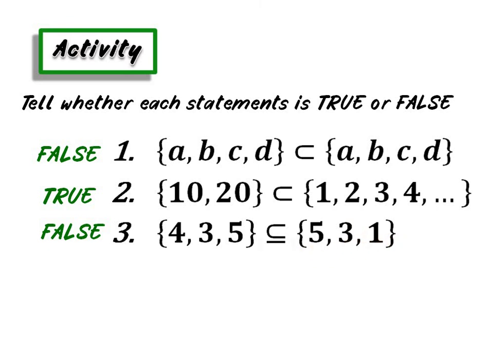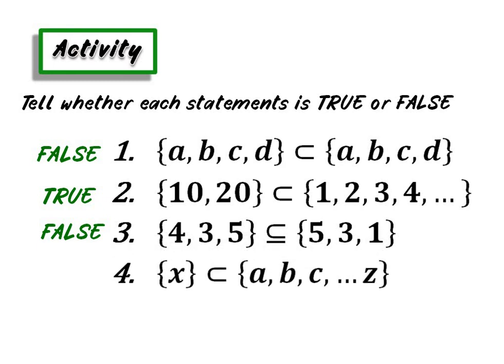Number 4. How about the set containing X is a proper subset of the set containing A, B, C up to Z? Is this true or false? That's right. The answer is true because X is an element of the set of the English alphabet. So, all of the letters in the other set here, A, B, C up to Z, are the letters or the elements of the English alphabet.